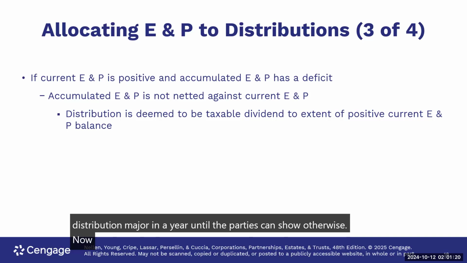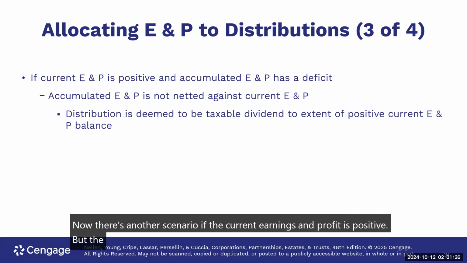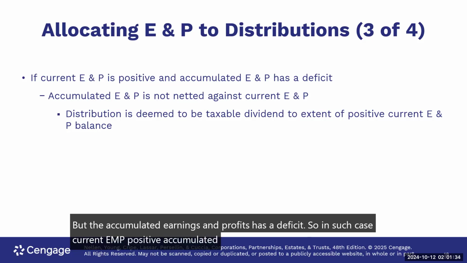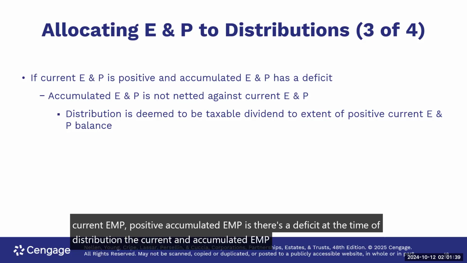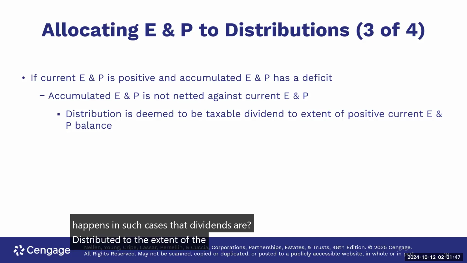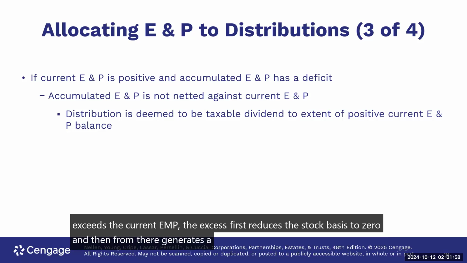Now, there's another scenario. If the current earnings and profits is positive, but the accumulated earnings and profits has a deficit at the time of distribution, the current and accumulated E&P are not netted. What happens in such cases is that dividends are distributed to the extent of the current E&P. And if the distribution exceeds the current E&P, the excess first reduces the stock basis to zero, and then from there generates a taxable gain.